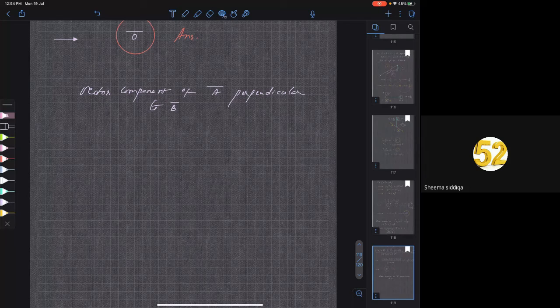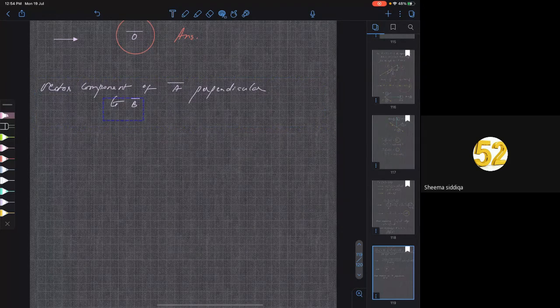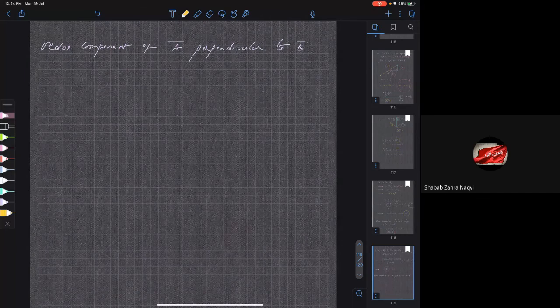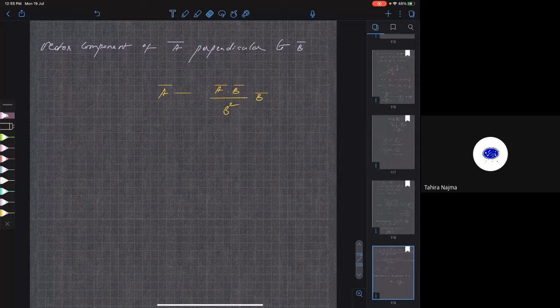How to do this? First you take A bar into D, and you subtract the parallel component, you will get the perpendicular component. Clear? A bar minus the parallel component. What will it be? A bar dot B bar by magnitude of B bar whole square into B bar. So if you do it like this, you will get it. Understood?